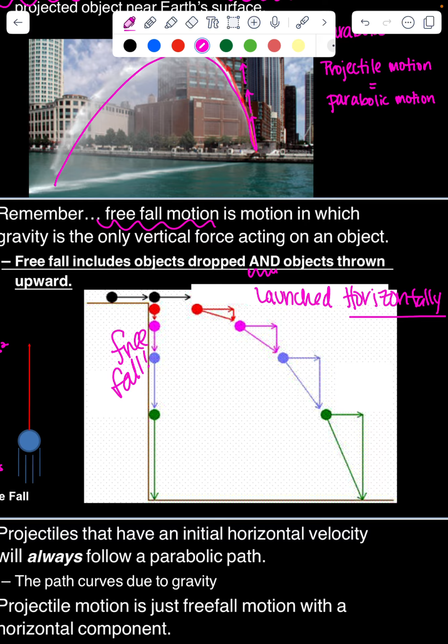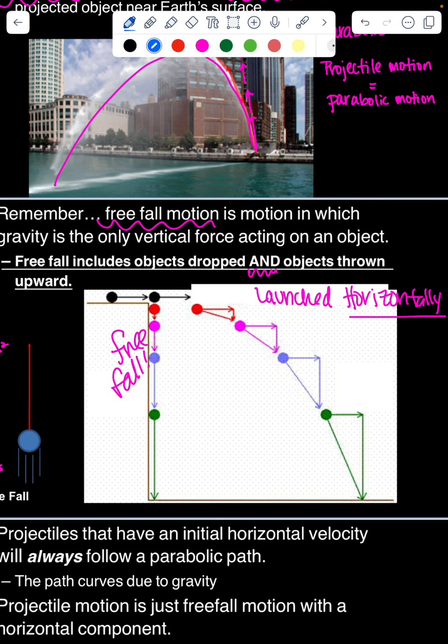Now, whenever we have something that is launched horizontally, if you notice, we're not looking at the whole parabola here. All we are looking at is the second half of that parabola. So we're starting at the top and looking at that second half. All right, so that's what we are seeing. We're going to get into the whole parabola later.